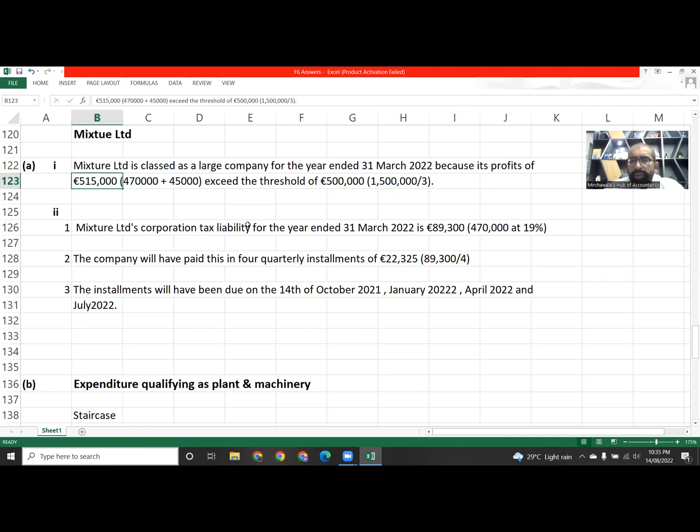Now, how to calculate corporation tax liability? Corporation tax liability is always calculated as TTP times 19%. TTP is 470,000 times 19%, which is 89,300. Okay. And now, as this company is a large company this year as well as in the last year, there is no exemption. So yes, the company will have to pay in 4 quarterly installments. And remember, you calculated this installment yourself. We just did it.